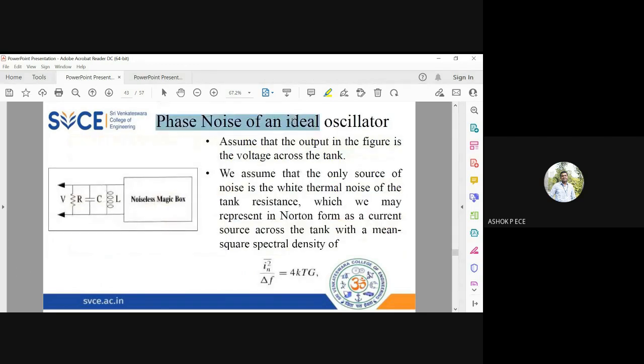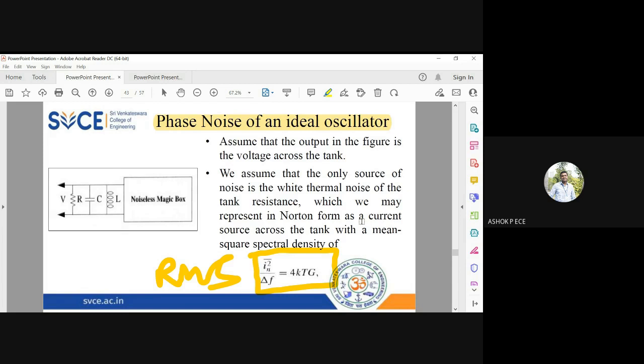So, an ideal oscillator is a noiseless magic box, or whatever amplifier you have inside, and definitely you will have an RLC tank circuit. And assume that there is only thermal noise in our amplifier. So the thermal noise RMS value of current is given by this equation: IN square equals 4 kT g delta f. And here IN square bar indicates I'm going to measure the RMS value of the noise current.